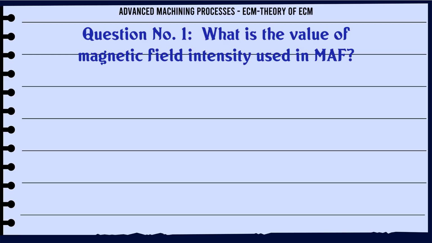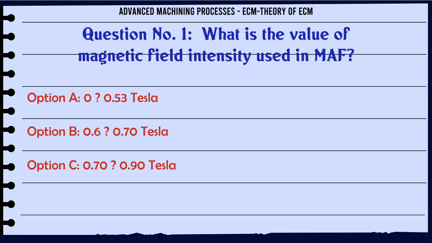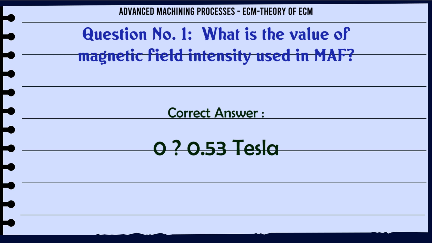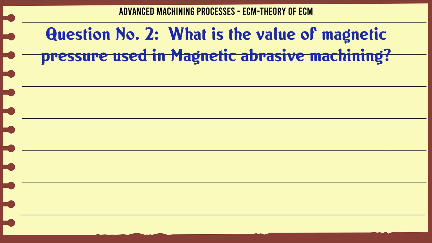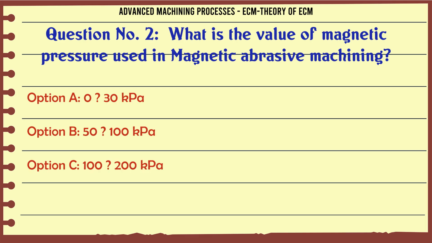What is the value of magnetic field intensity used in MAF? A: 0.5-0.3 Tesla. B: 0.6-0.7 Tesla. C: 0.7-0.9 Tesla. D: 0.9-1.1 Tesla. The correct answer is 0.5-0.3 Tesla.